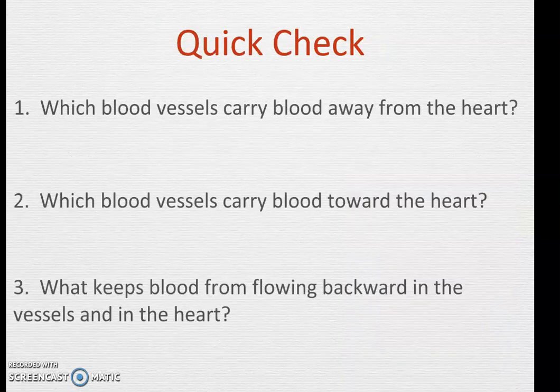All right, let's look at our quick check really fast. This is just for you to do in your head. Let's see how you do. I want to hear what score you get. Just shout it out loud when you're done.